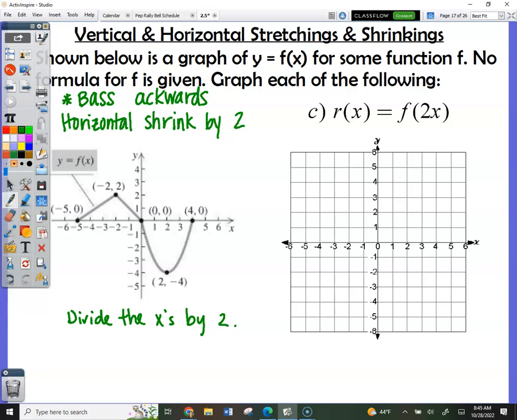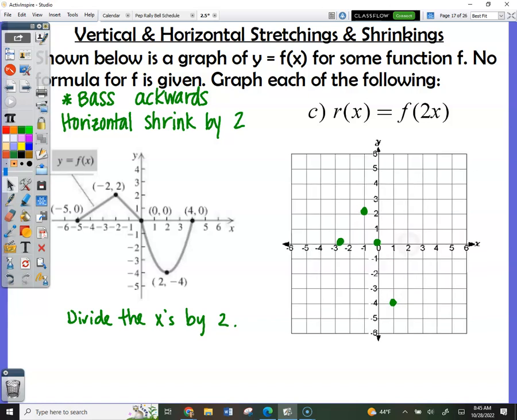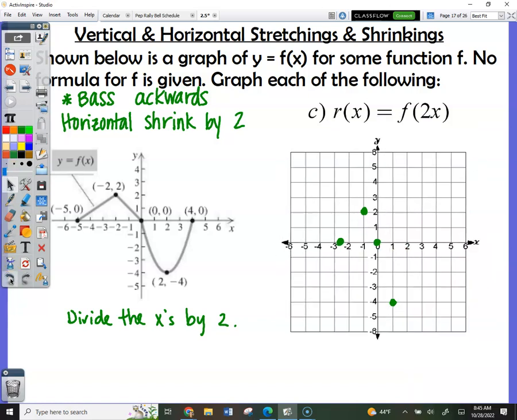So I'm focusing on the x's. So negative 5 divided by 2 would be negative 2.5. Right? Negative 2 divided by 2 would be negative 1. Still at 2, though. Does the origin change? 2 divided by 2 would be 1. Stay at negative 4. And 4 divided by 2, oh my. 4 divided by 2 would be 2.